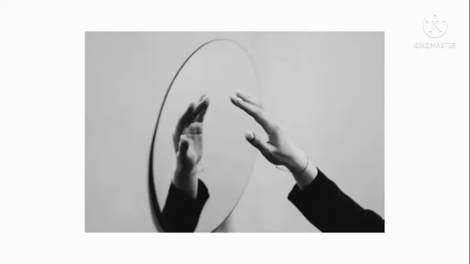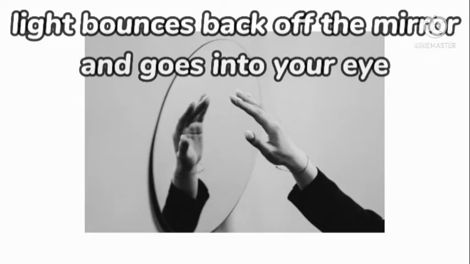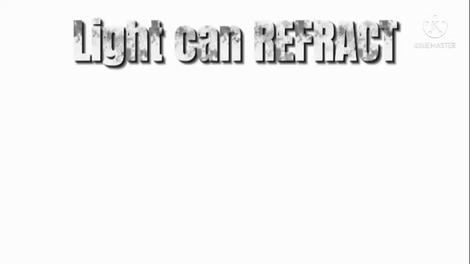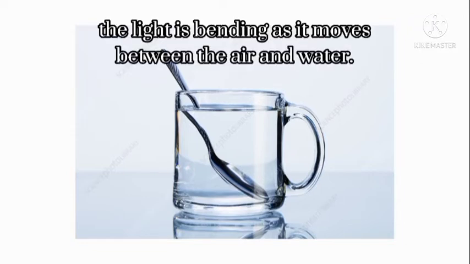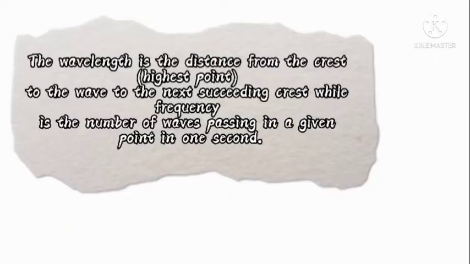It's obvious that light can reflect. You just have to look in a mirror. Light bounces off the mirror and goes into your eyes so you can see yourself. It is also obvious that light can refract. All you have to do is put a spoon in a large glass of water and watch how the spoon appears to bend. That happens because the light is bending as it moves between air and water.